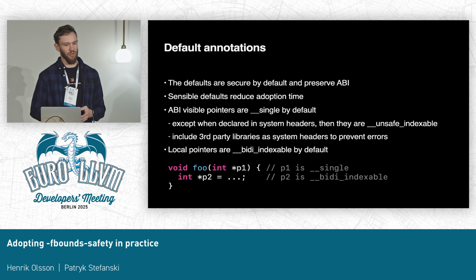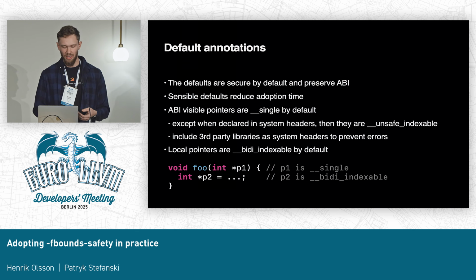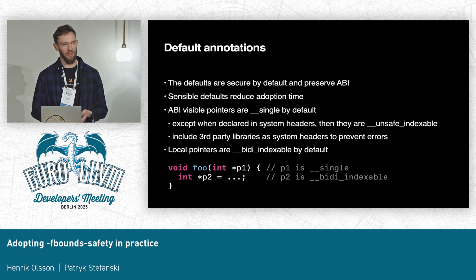A large fraction of pointers in function parameters, structs, and local variables don't need any explicit annotations because the default is already correct. These defaults make the adoption process easier because pointers in function signatures, structs, and globals are implicitly single, except for in system headers, then they're unsafe indexable, so that you can still call functions in libraries that you don't control.